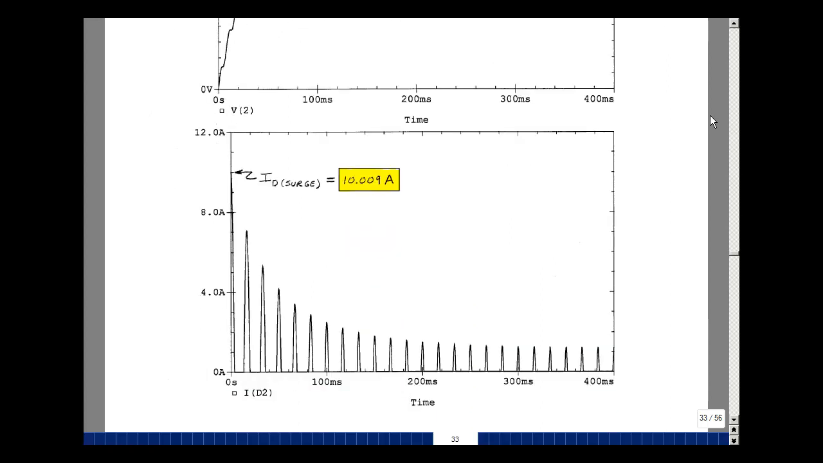The surge current doesn't depend on the resistive load, so you can see here that that surge is still 10.009 amps. As you go higher in cycles, this drops a lot lower because my resistive load is higher than the previous case.